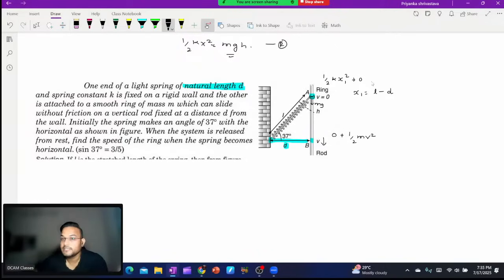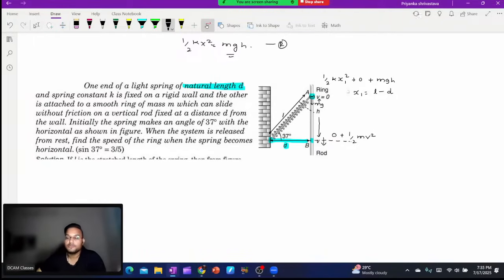One more potential energy is there at this point, mgh, if we take this as the reference. So because of mg also one potential energy is there. One due to the spring, one due to mg, and kinetic energy is 0. Here kinetic energy is 0, potential energy also 0, and half mv square.